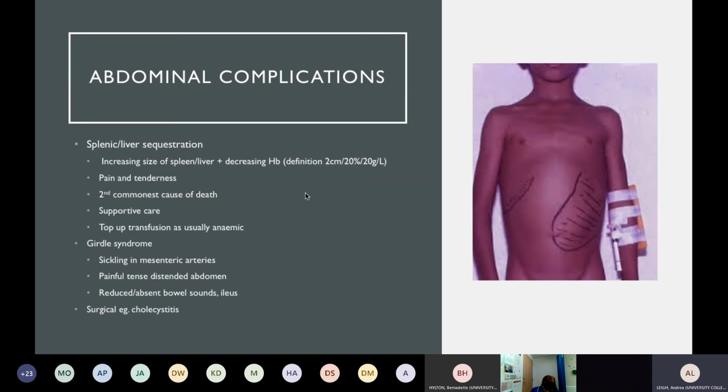Very, very painful, often needs PCA and fairly high doses of opiates, may well need exchange transfusion, and does need careful surgical consideration. And of course, children with sickle cell, like other hemolytic conditions, are at increased risk of gallstones and cholecystitis. But they're children, so they can also get anything else. They can get urine infections, they can get appendicitis, all sorts of things. We talked a bit about splenic and liver sequestration already.